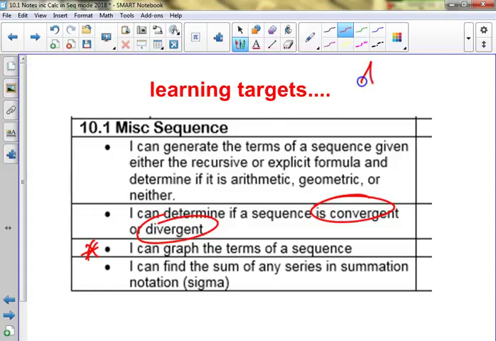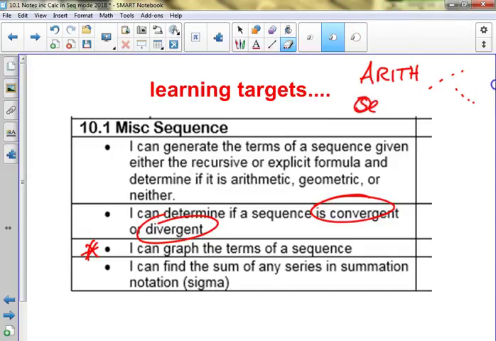Does anybody remember arithmetic? The sequence would graph as a what? A line, okay? Some kind of a line, and it could be going down, whatever, okay? Yesterday we talked about geometric sequences. Okay, geometric sequences, do you remember what happens there?